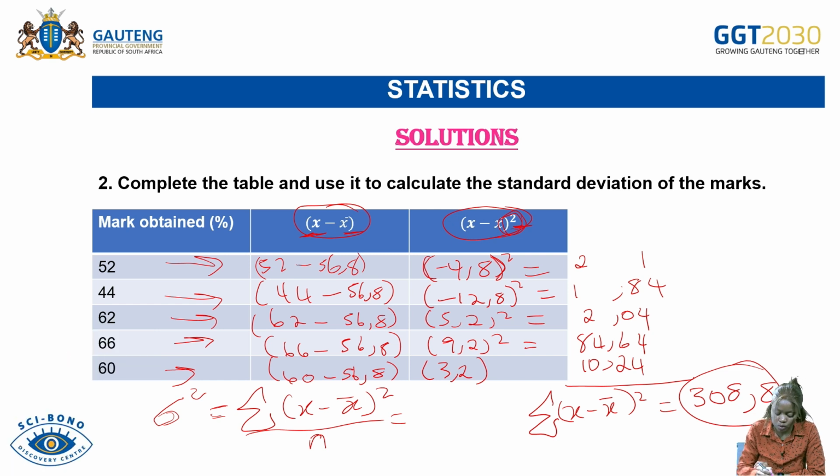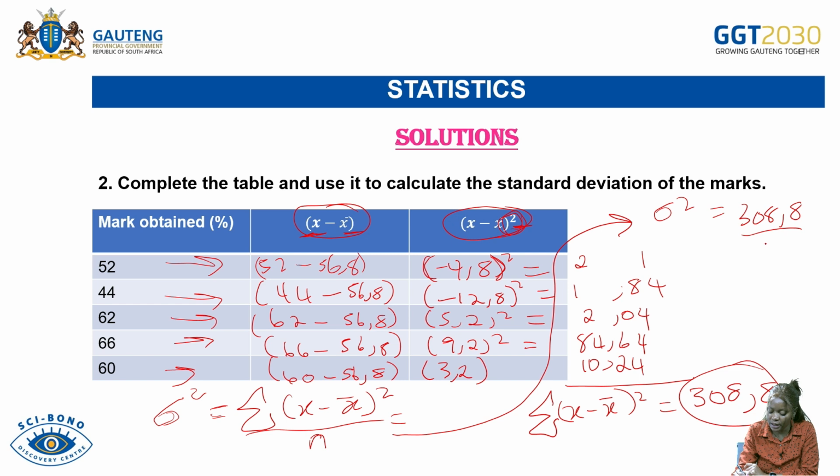Okay, so I'm going to continue from here. My delta squared is equal to the sum of everything, which we said is 308,8, divided by n. The total number there is 5. So you divide by 5 and you will get 61,76. Remember, this is your variance.